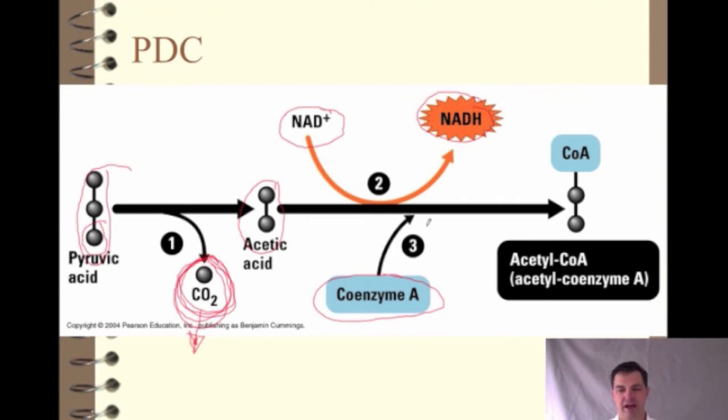And once I hook that coenzyme A to my acetic acid, the thing that comes out of the PDC, or the pyruvate dehydrogenase complex, is this acetyl coenzyme A. And that is going to be the product that goes into my next step.